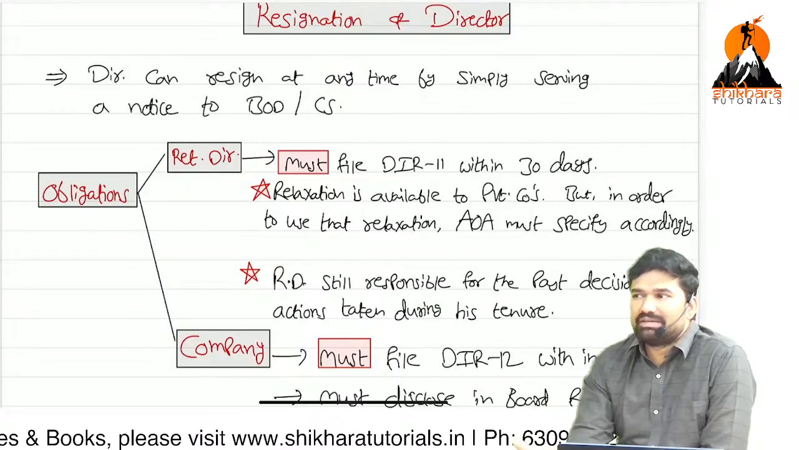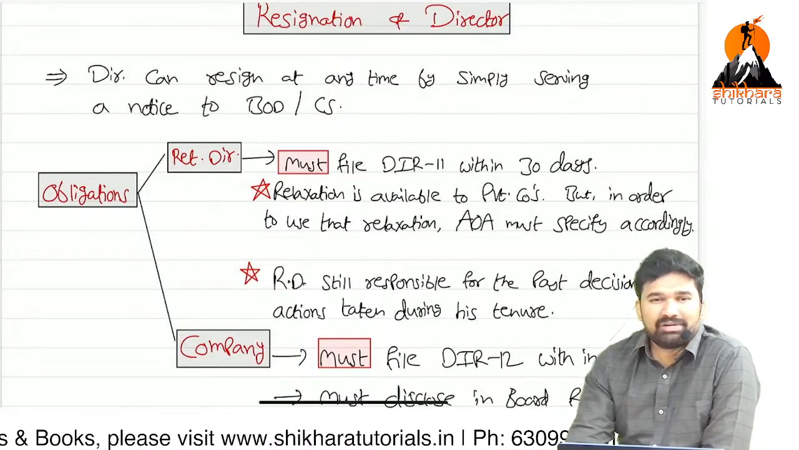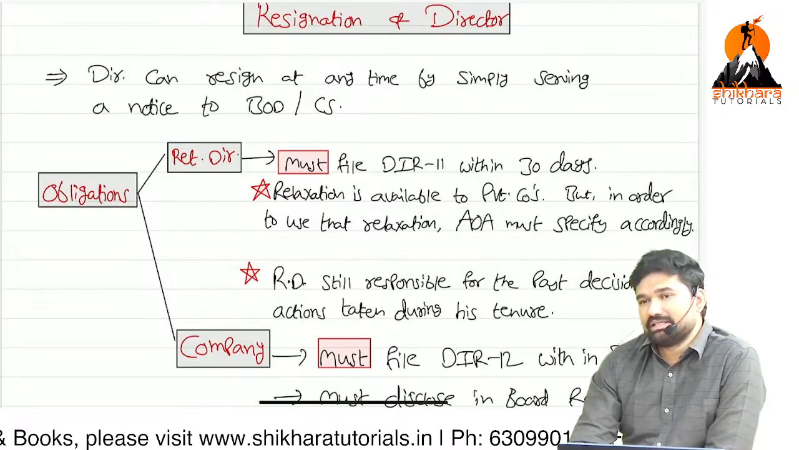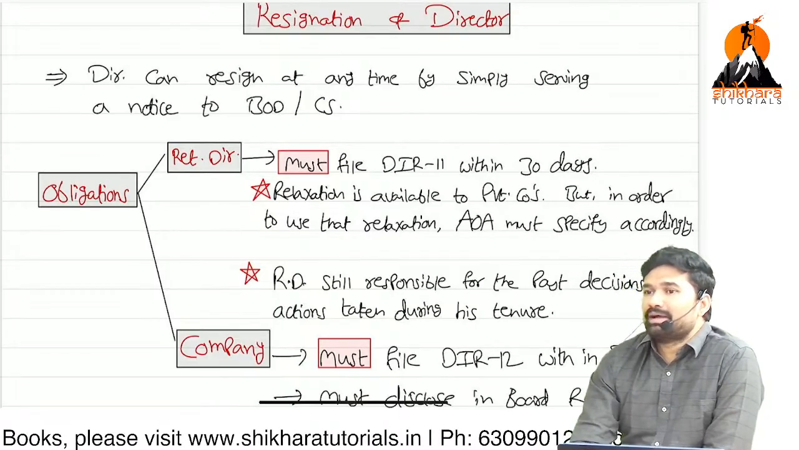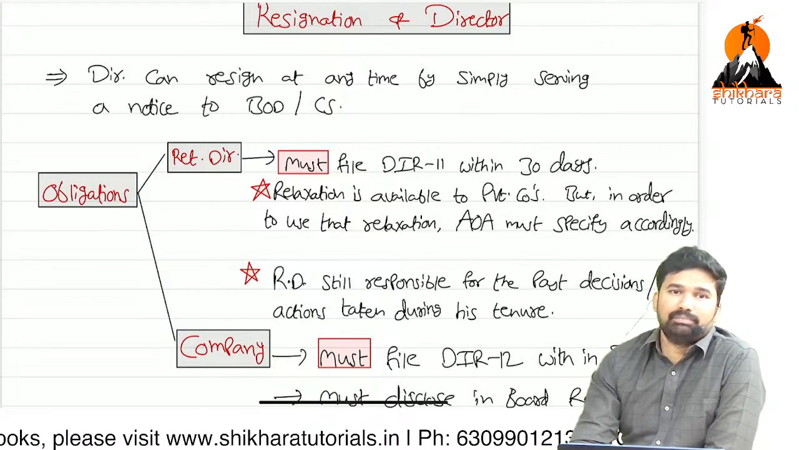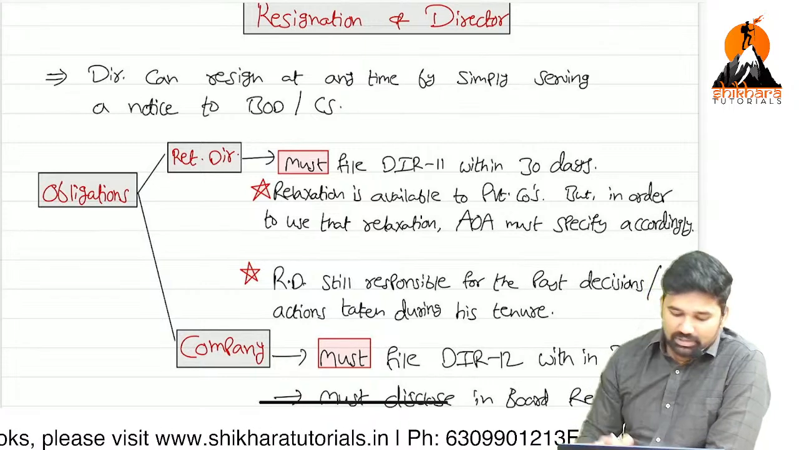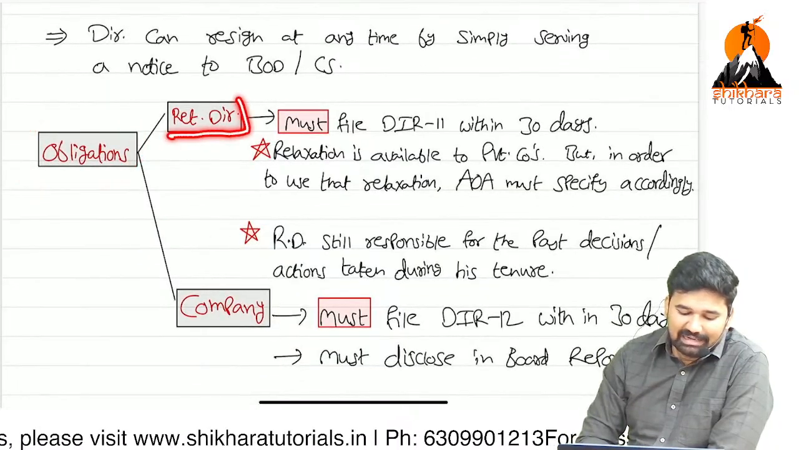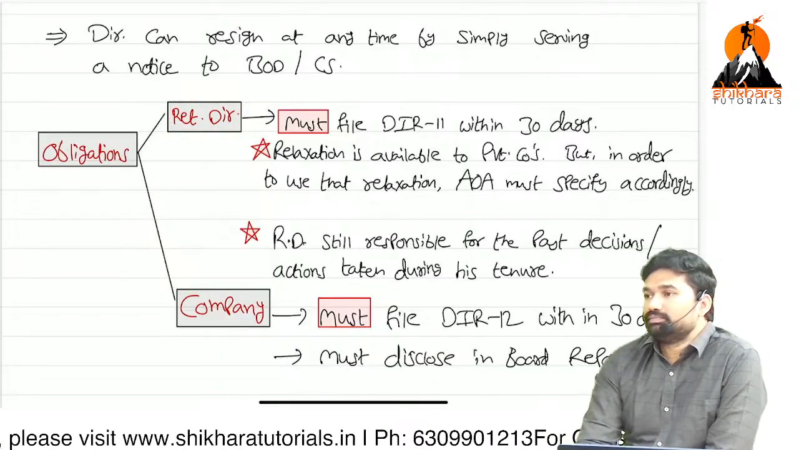If BOD is not available, to whom can you submit your resignation? To the CS also you can submit your resignation. If there is no company secretary in the company, you have to submit it to the board of directors. Simple. Okay, so obligations from the retiring director's point of view.